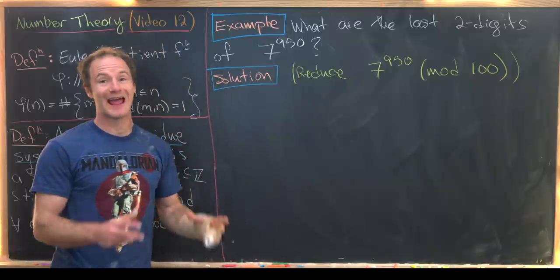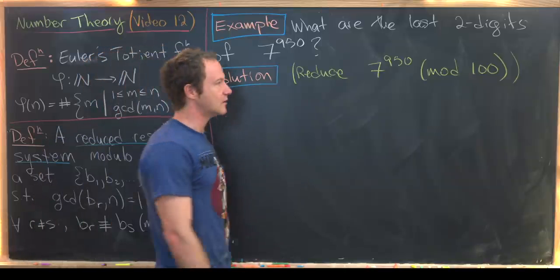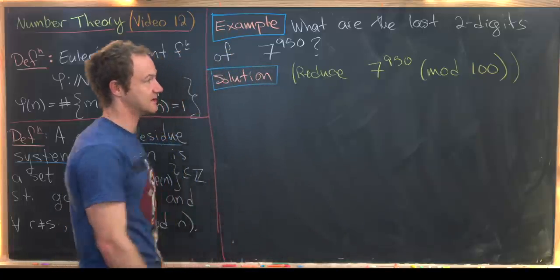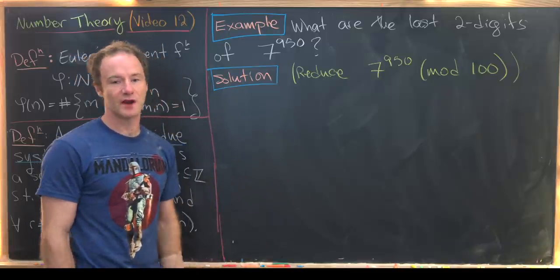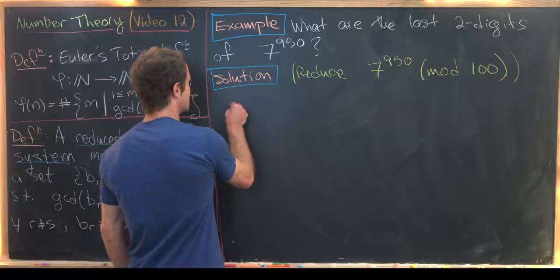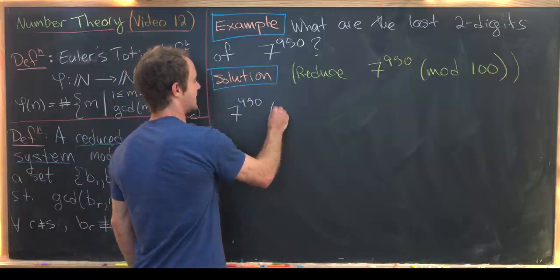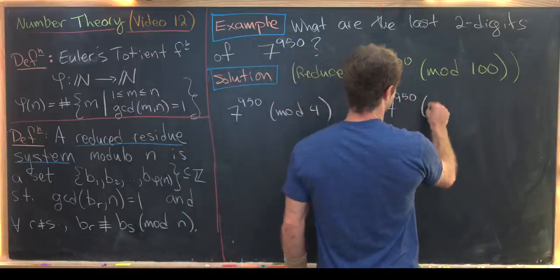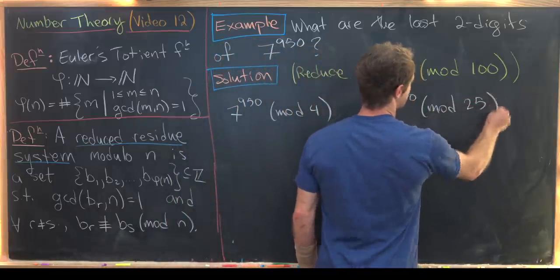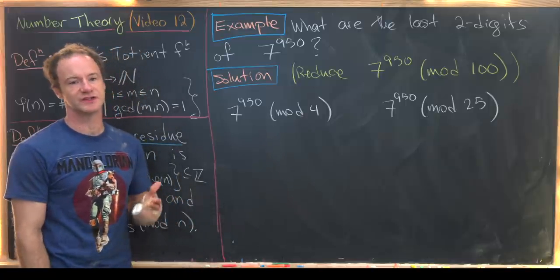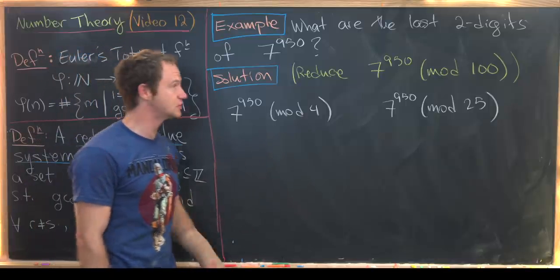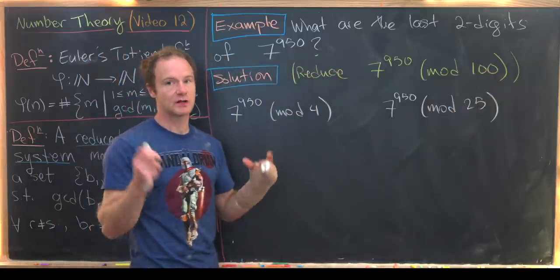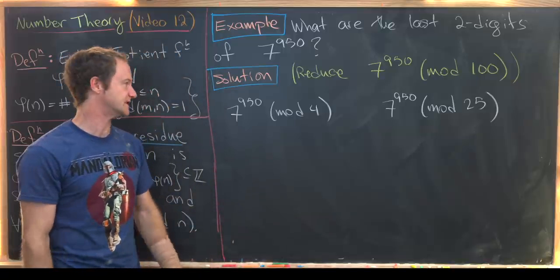Well, I want to point out that at this stage in the course, we don't know how to compute phi of 100 or phi of n easily. So instead of computing phi of 100, what we'll do is compute 7 to the 950 mod 4, and then also 7 to the 950 mod 25, and then put our final answer together using the Chinese remainder theorem. So in the future, we will have a quick way to calculate phi of n if we're given some small-ish value of n, but at this stage in the course, we don't.